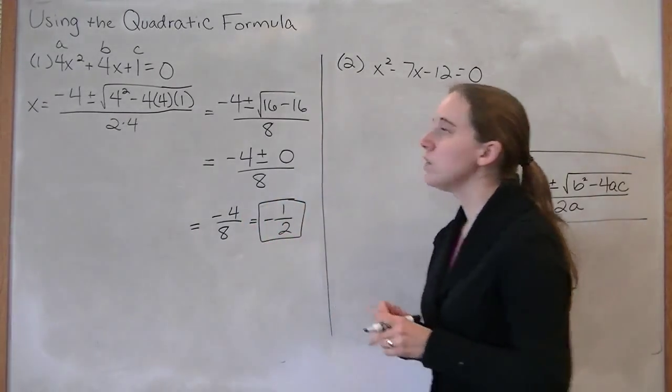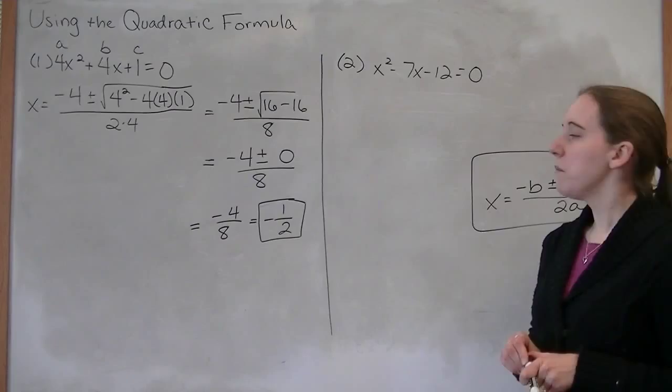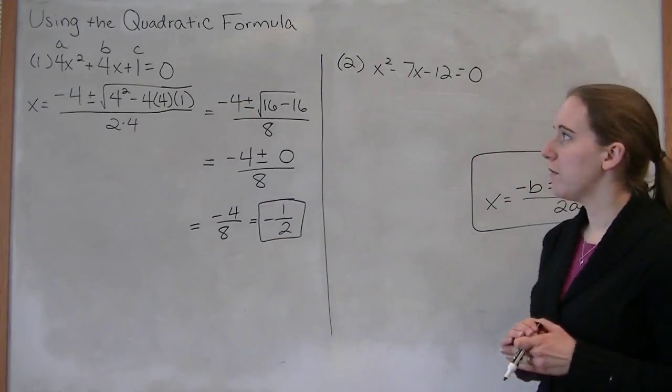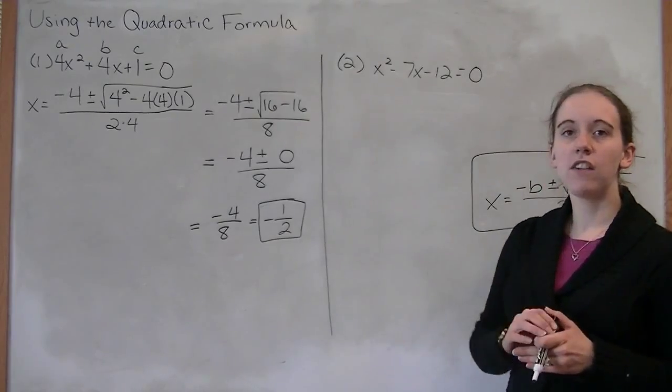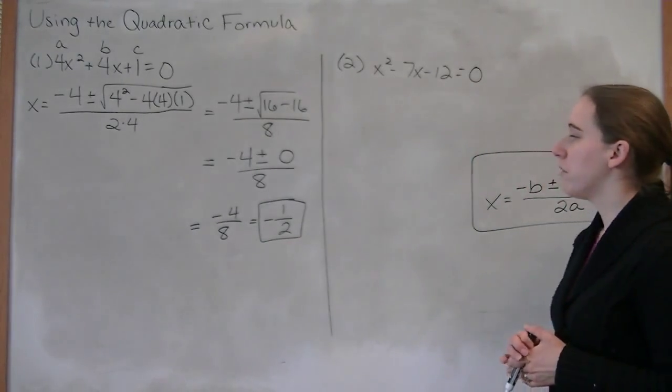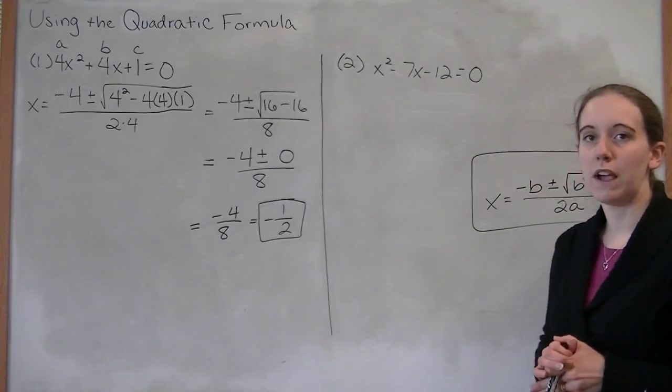So this is our only solution for this quadratic, and this actually tells us that it is already a perfect square. So if we had tried to factor that, if we could have found a way, then it actually would have factored to become a perfect square.